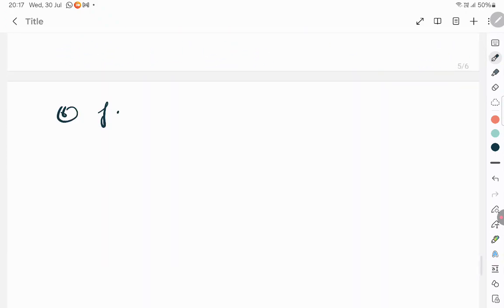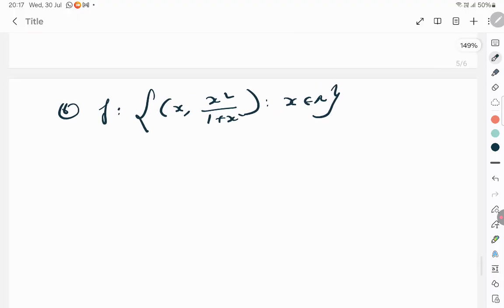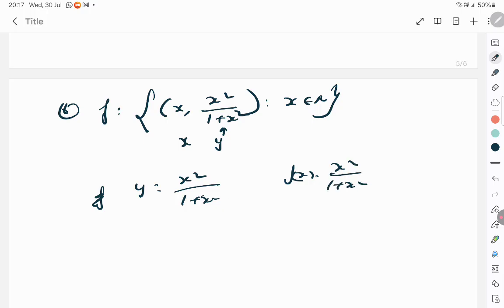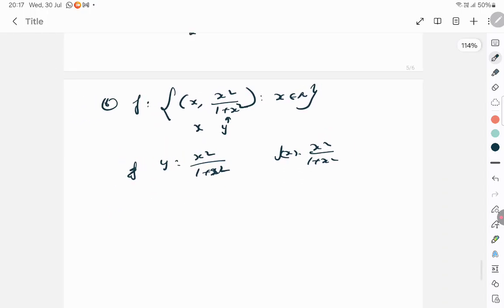Sixth sum is they've given f is equal to x comma x square by 1 plus x square. Very, very important sum, where x is an element of R. Determine the range. Okay, this means this is x and this is y. To determine range, y is x square by 1 plus x square. You should write f of x is equal to x square by 1 plus x square and then convert it like this. Now we have to find the range.